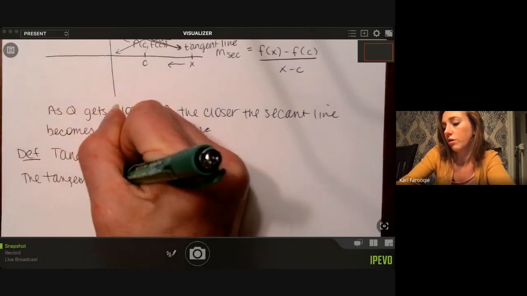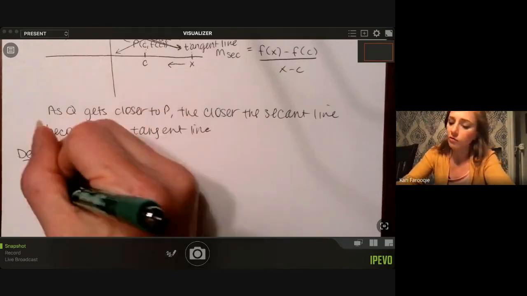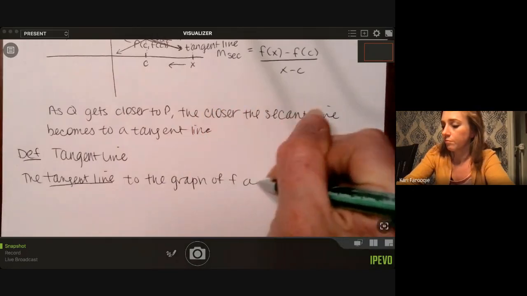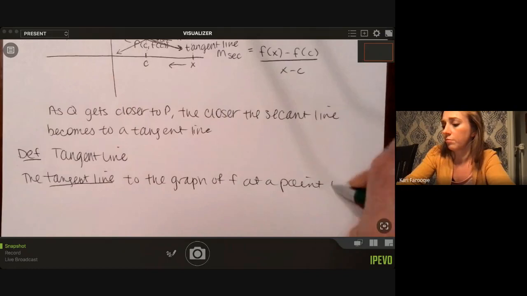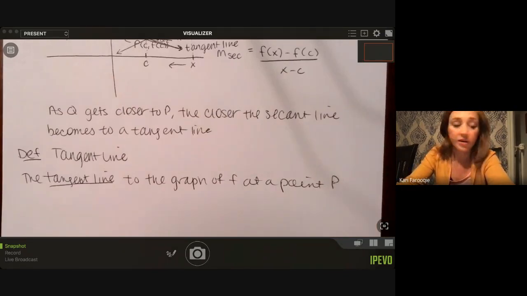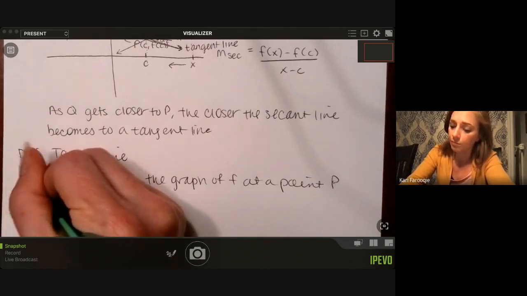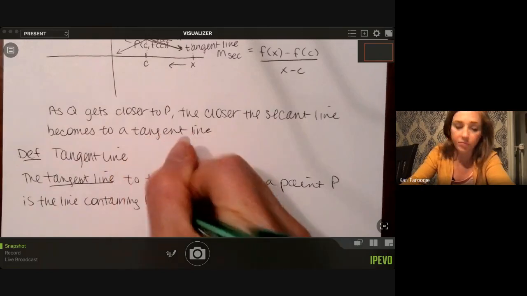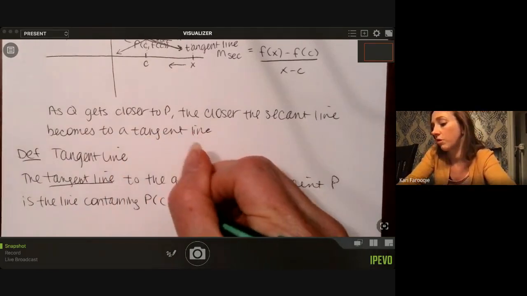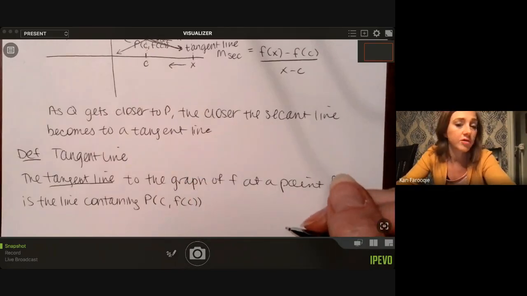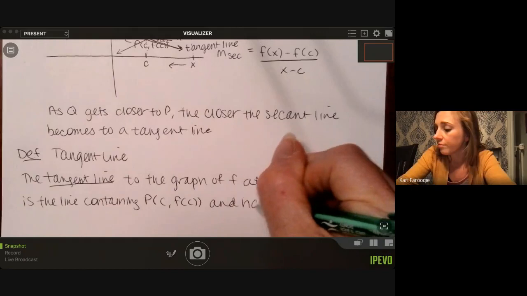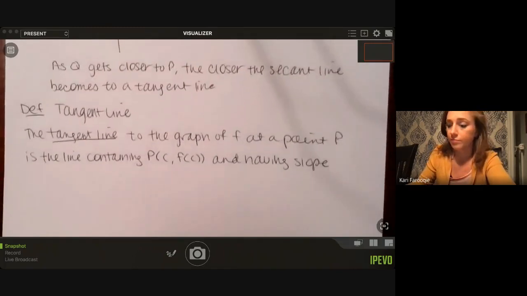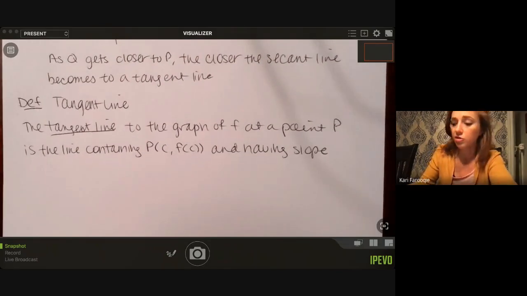The tangent line to the graph of f at a point P is the line containing the point P, and remember that we put P at (c, f of c), and having slope... Okay, now here's where your slope definition comes into play for your tangent line.